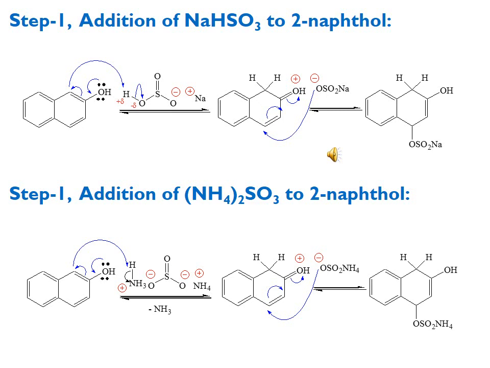The double bond moves towards the next carbon-carbon single bond, making it a double bond, and we get the product in which sodium sulfite has been added to this nucleus of naphthalene, but at the third position, that is, it has a 1,3 relationship with the hydroxy group.